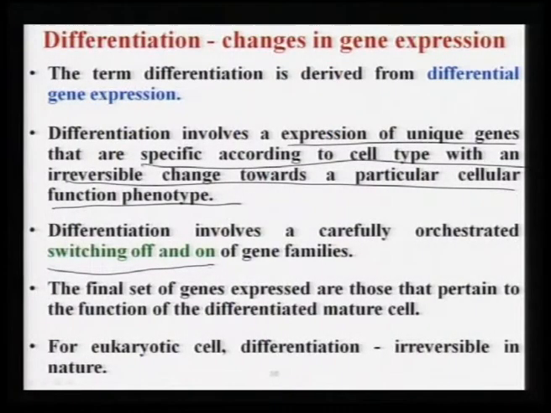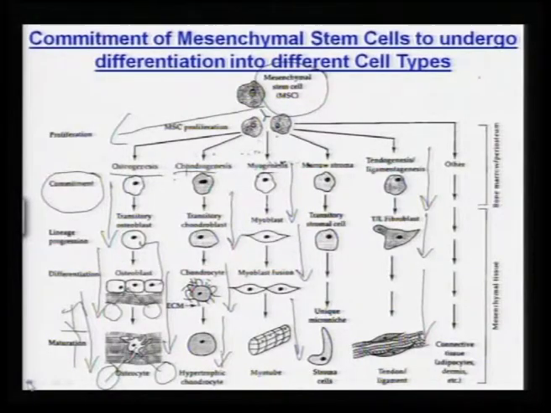The final set of genes expressed are those that pertain to the function of the differentiated, matured cell, and for eukaryotic cells, differentiation is irreversible in nature, as I have already mentioned. So, always remember that differentiation is irreversible in nature. We are discussing the differentiation of cells. A key point to remember is that once there is a commitment for a given cell to differentiate to different cell types, it follows a lineage. That means osteoblast cells will be differentiated to osteocytes in an irreversible manner.